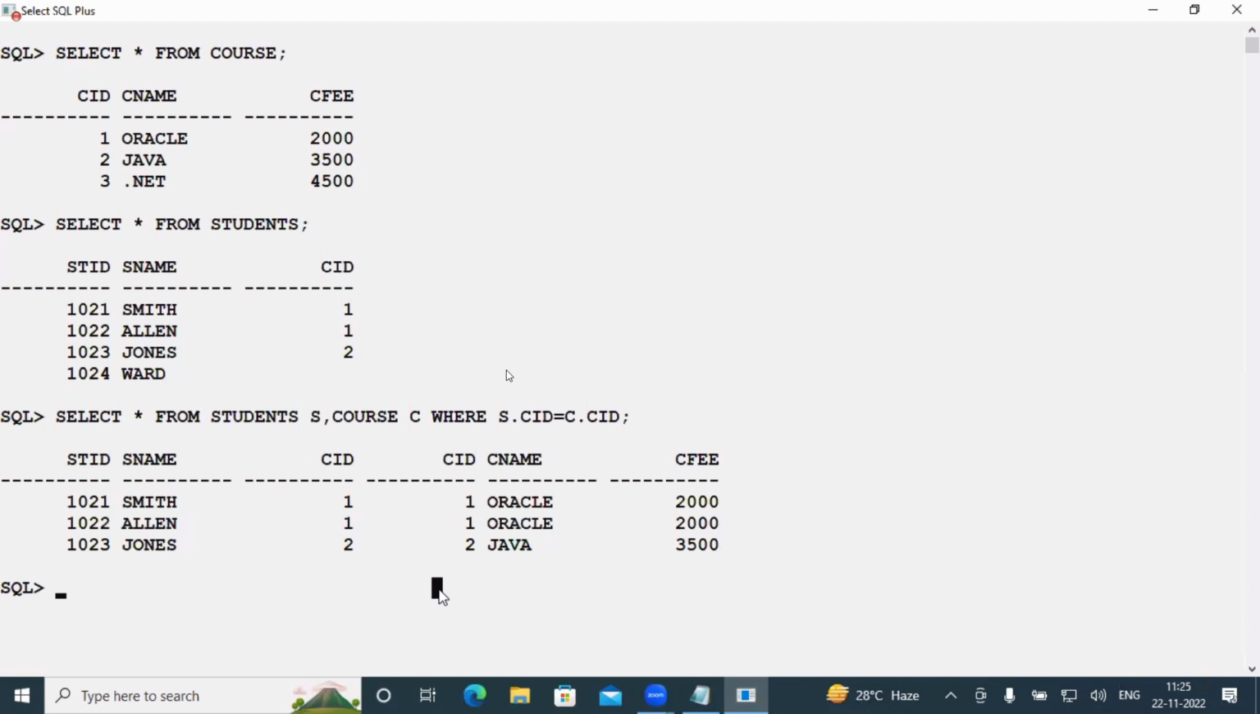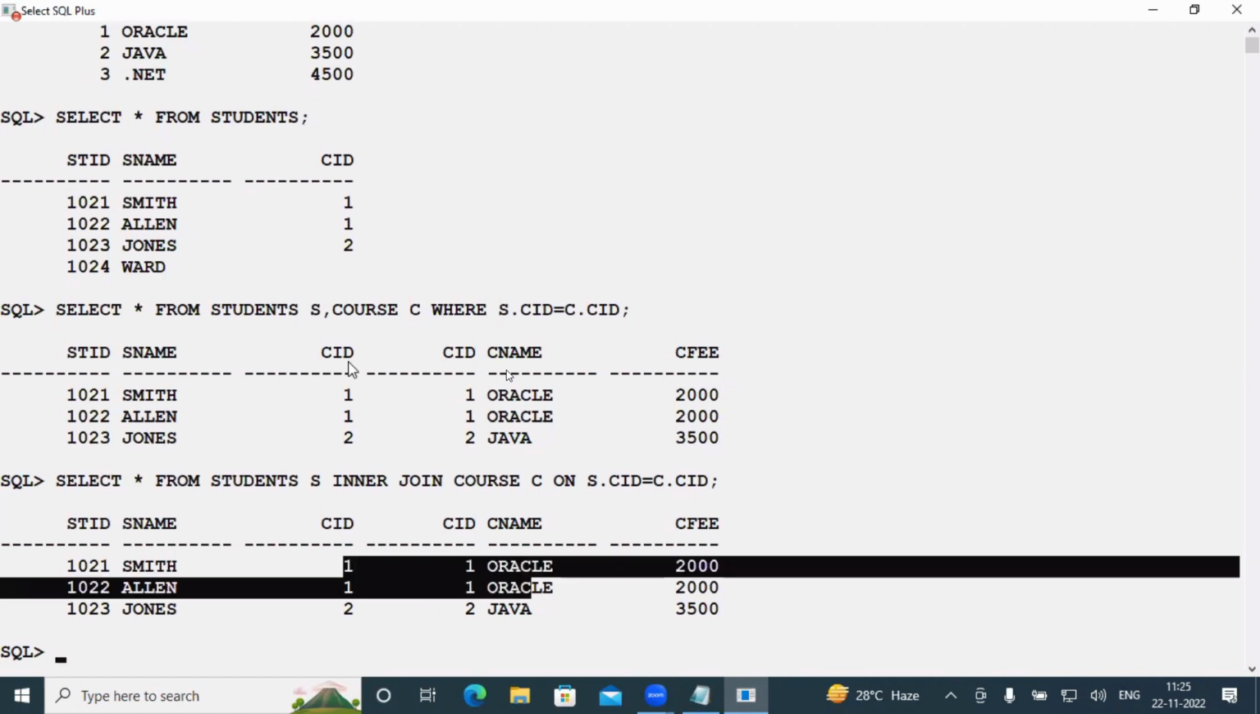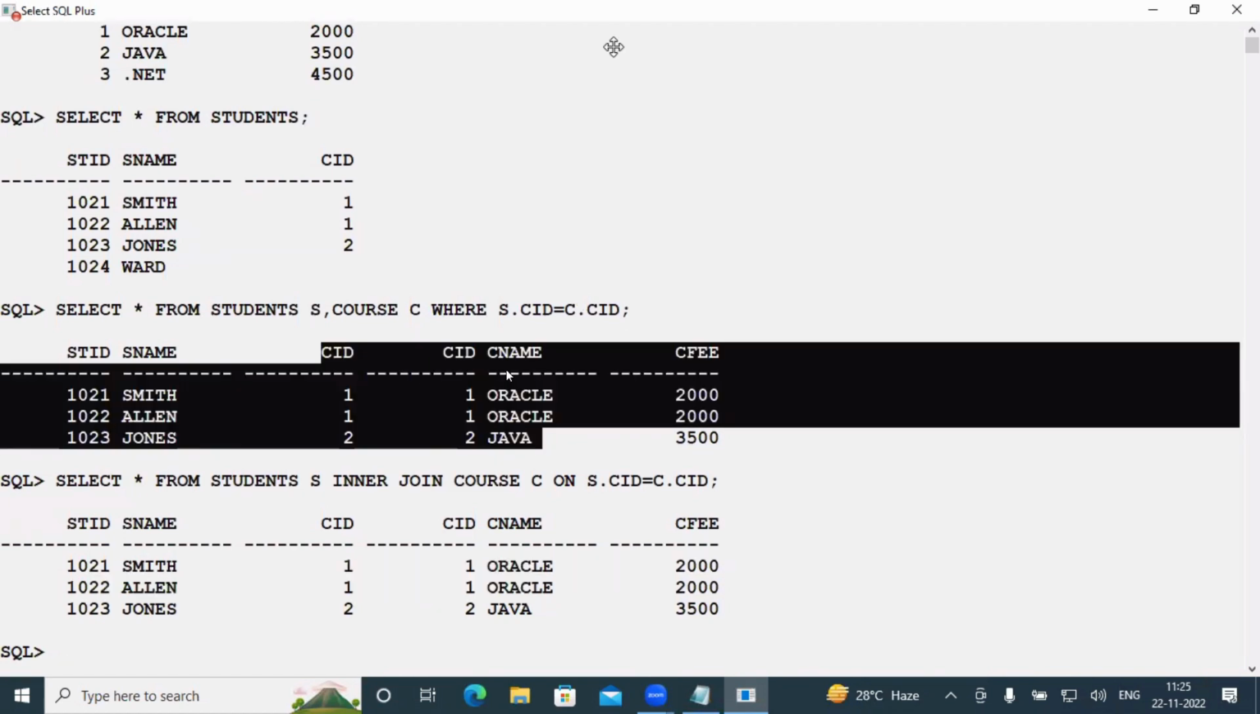Now if you want to use the ANSI format, in place of this comma I use INNER JOIN, and in place of this WHERE clause I use the ON clause. Here also we get the same output. So that is how your equijoin condition works internally. Now you understand how this query is executed internally.